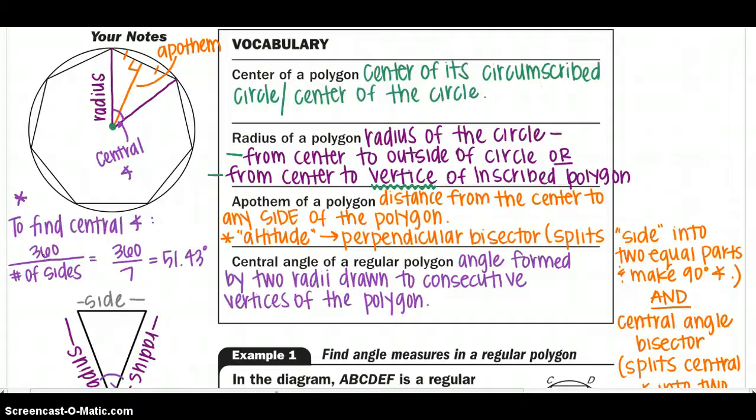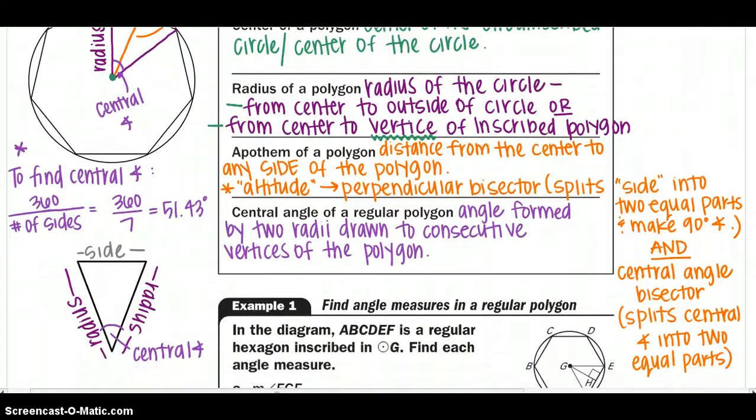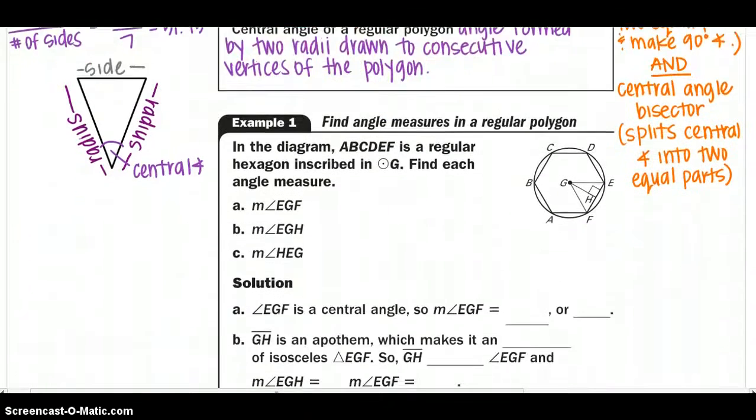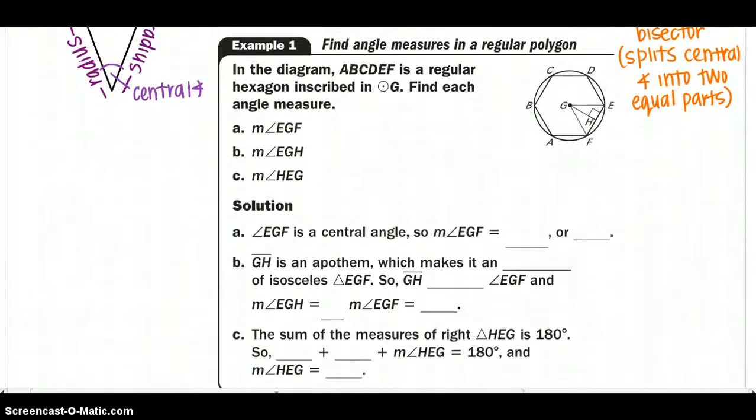51.43. So there's a lot of information right there, so if you need to pause it or rewind it or anything like that, please feel free to do so. I have also taken out that triangle out of my inscribed polygon, and I've labeled the radii and the sides and the central angle, because those will be very important later in this section. So again, if you need to pause it, you can. If not, we'll keep on going.